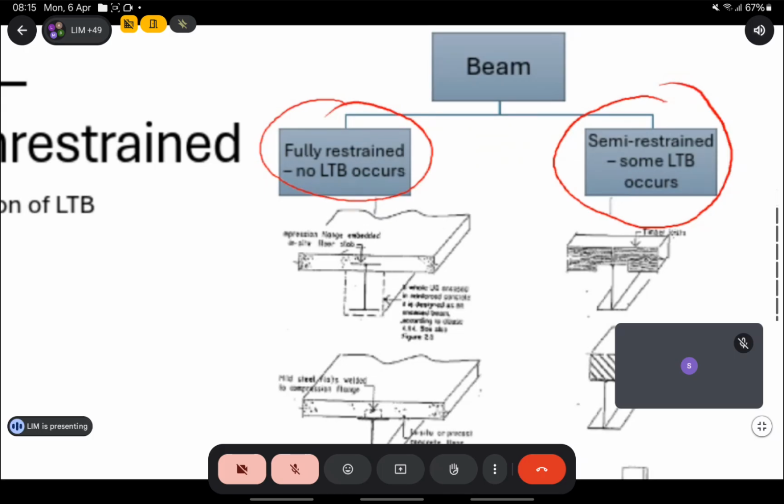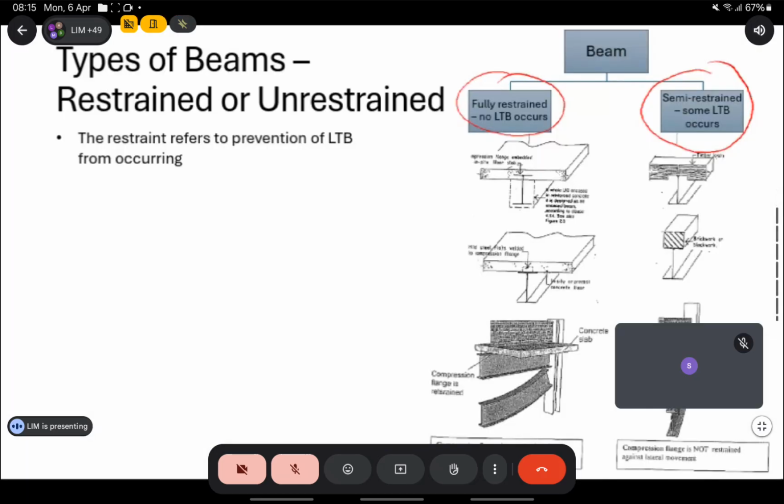Did I include a slide for it? I didn't. Let me show you what semi-restraint means. I need to sketch. Never mind, I will do it tomorrow. But you just need to know there are these two differences. Tomorrow in the example, I will explain more to you.